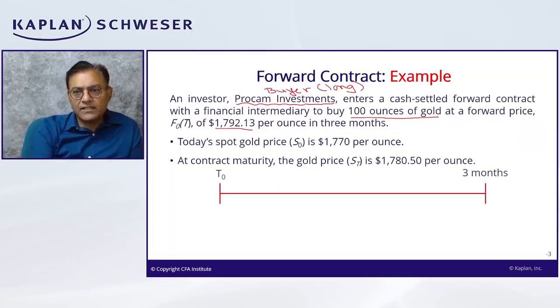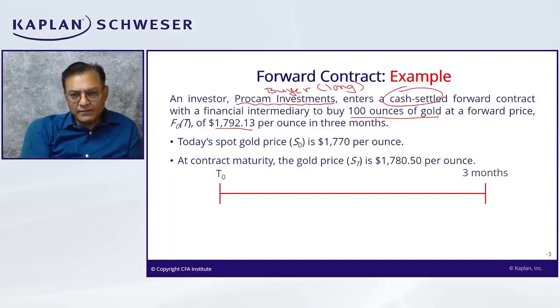Now this is a cash settled forward contract. In other words, the actual physical delivery of gold does not occur. Instead, at the settlement date, which is 3 months from now, the difference between the spot price of gold on that day and the agreed upon forward price of 1792 is then exchanged.